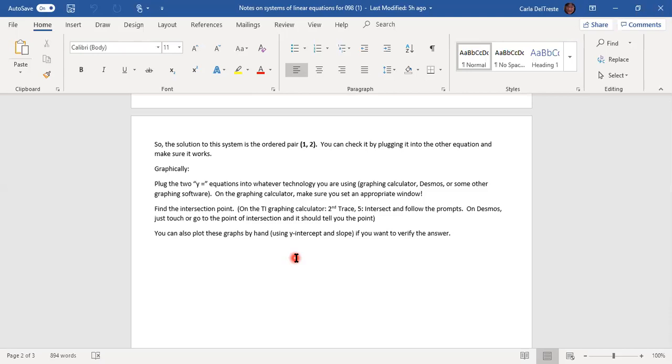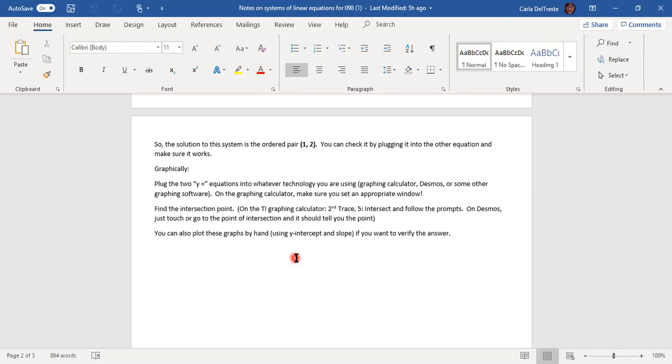So I'm going to demonstrate Desmos. And then once you have them plugged in to whatever you're going to be using, you simply find the intersection point. You know how to do that on the graphing calculator, because I did that in the last video. So that's second trace, and then choose number 5 and follow the prompt. On Desmos, really all you have to do is click on that point where they intersect, and it's going to give you the answer. So there's really no other steps involved.